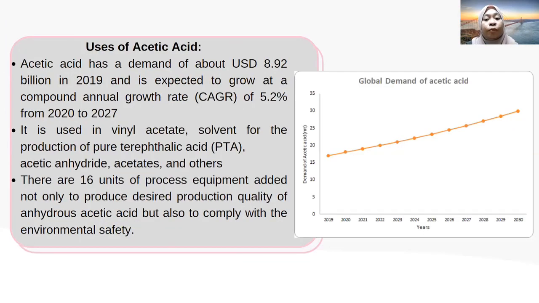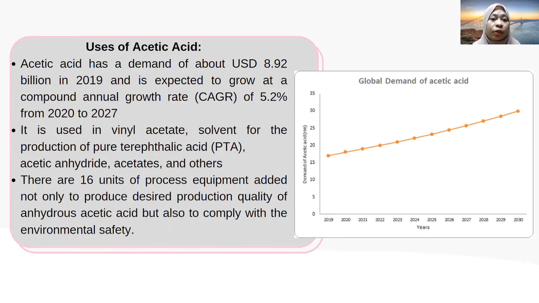So, based on the graph, ST acid had a demand of USD 8.92 billion in the year 2019 and is expected to grow at a compound annual growth rate, CAGR, of 5.2% from the year 2020 to 2027. So, what actually are the uses of ST acid? It is used in vinyl acetate, as a solvent for the production of terephthalic acid, PTA, acetic anhydride, acetates, and others.